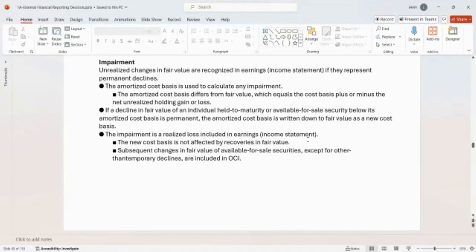The new cost basis is not affected by recoveries in fair value. Subsequent changes in fair value of available for sale securities, except for other than temporary declines, are included in OCI.